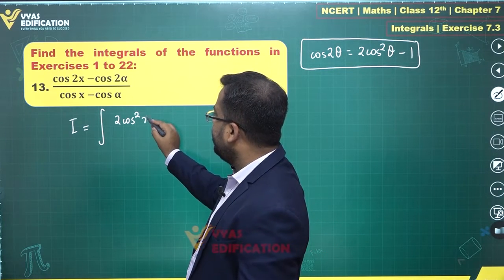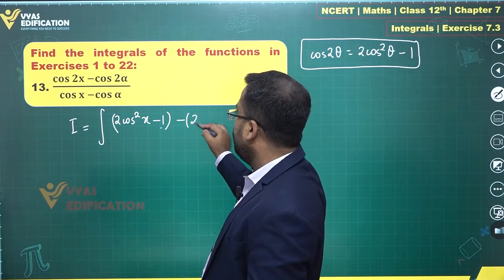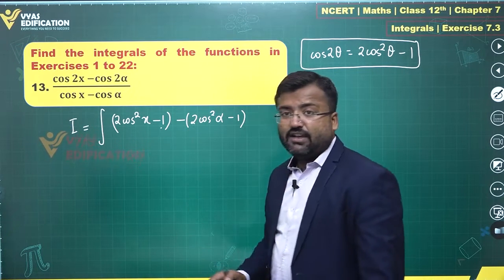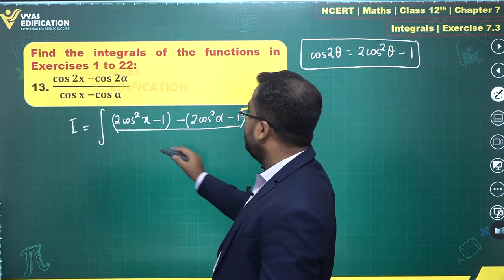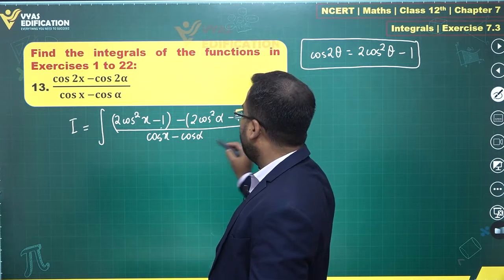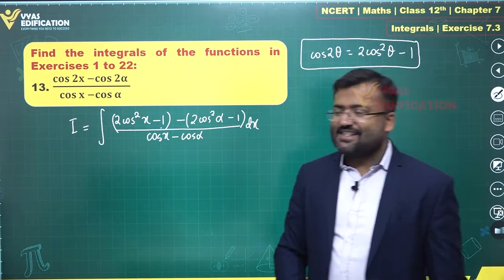This is 2 cos square x minus 1, minus of 2 cos square alpha minus 1. Why complicate this? We are not complicating anything over here, simply writing it as this. In the denominator you have cos x minus cos alpha, and now many of you would be able to observe where we are heading with this.